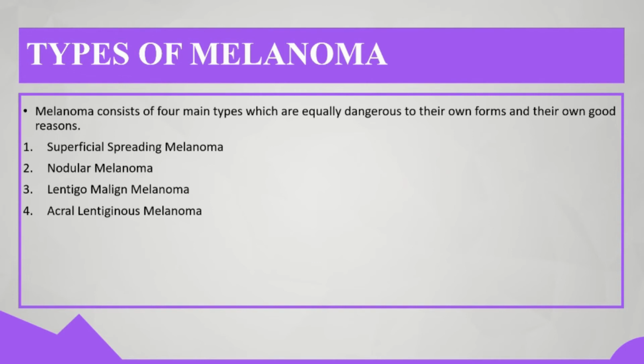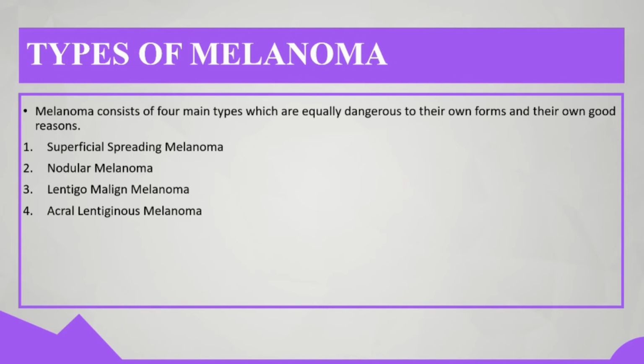Melanoma has basically four types. The number one is superficial spreading melanoma. Superficial spreading melanoma is one of the most frequent kinds of melanoma. Around 70% of cases of melanoma belong to this type. The second one is nodular melanoma. It is the second most frequently detected type of melanoma, and it includes around 15 to 20% of cases.